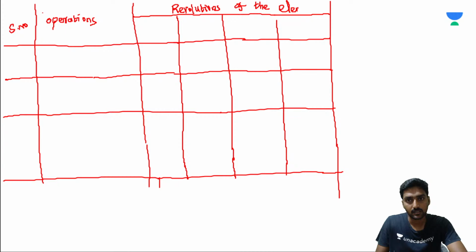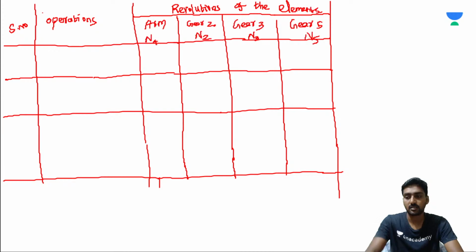Then the sun gear, gear 2, is N2. Gear 3 is N3. Gear 5 is N5. So this is what we need to identify from the basics. Okay, I will explain the things one by one, then you will get some idea about this question. Here we are starting with the first operation.